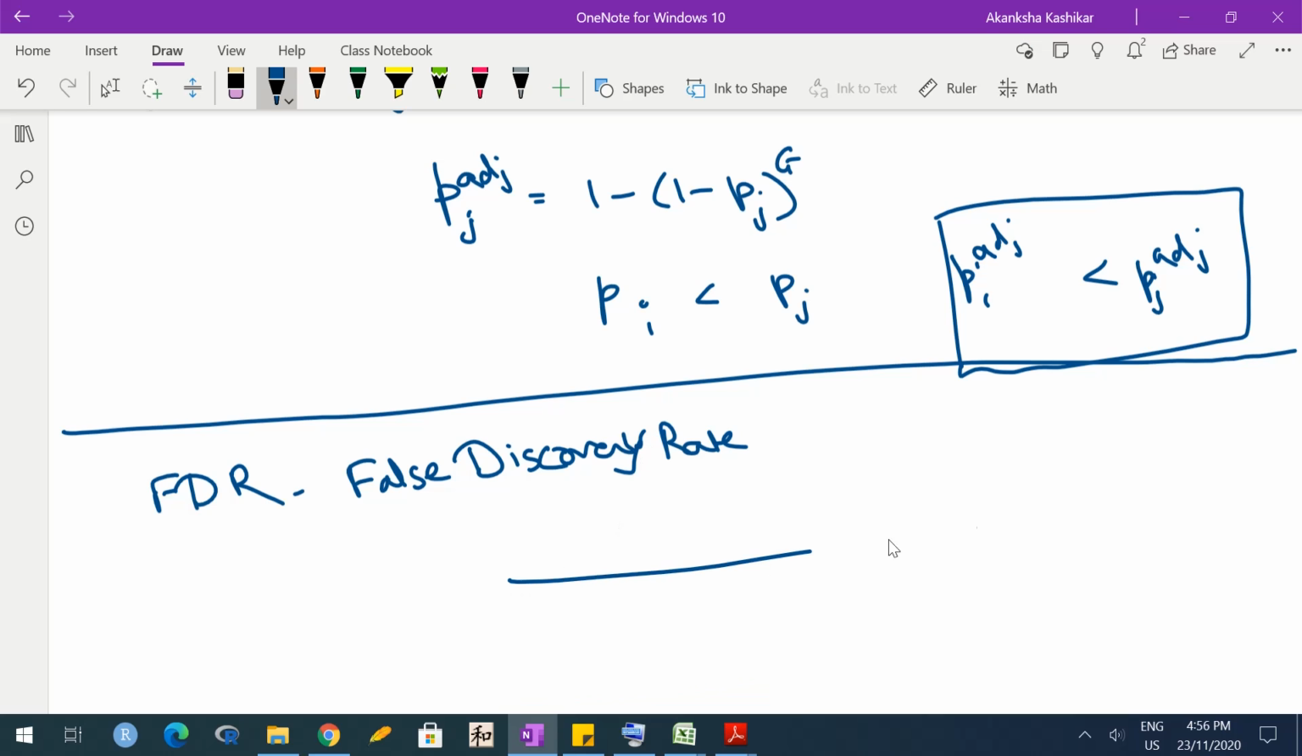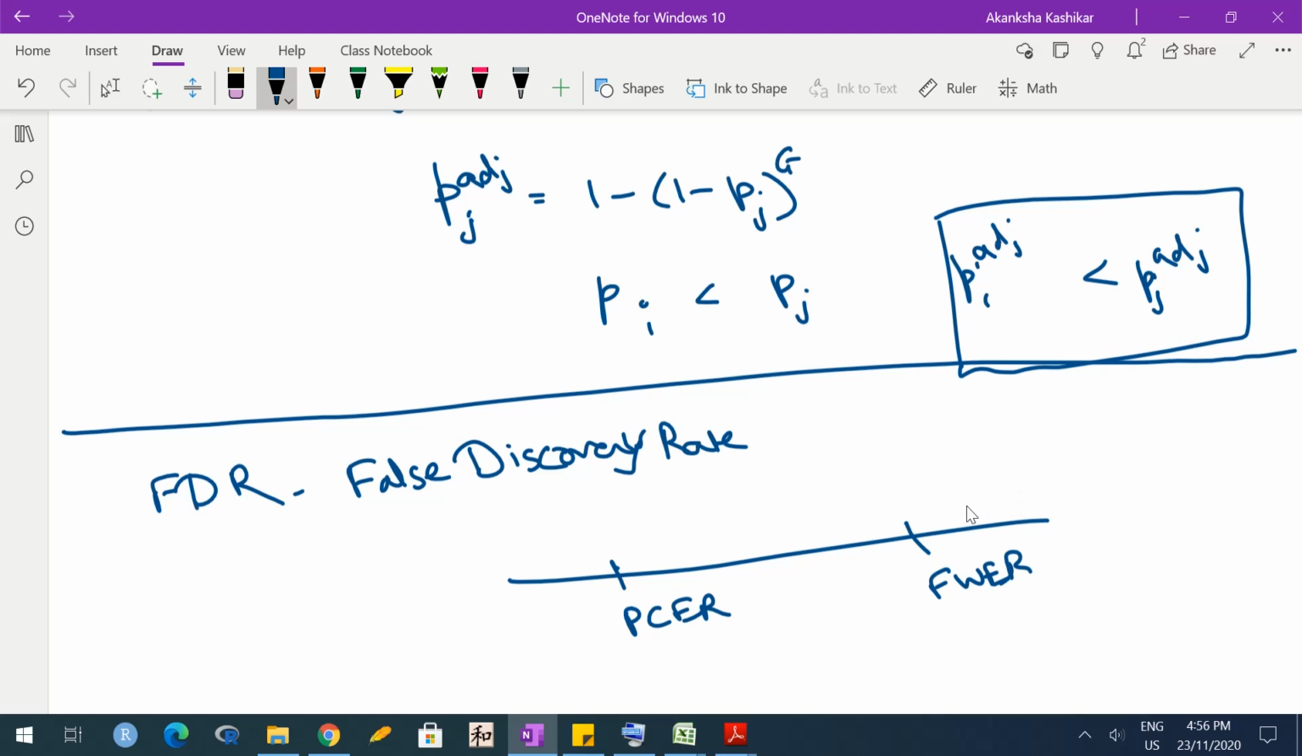So you have the per comparison error rate here, and you have the family wise error rate here. The family wise error rate is of course going to be greater than the per comparison error rate, because the per comparison error rate is the probability of a false positive in a single test, whereas this is the probability of one false positive in all the tests. So of course it is larger.